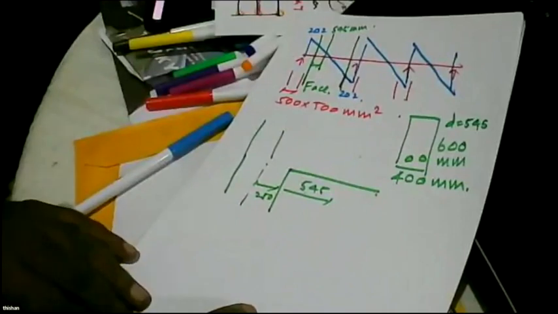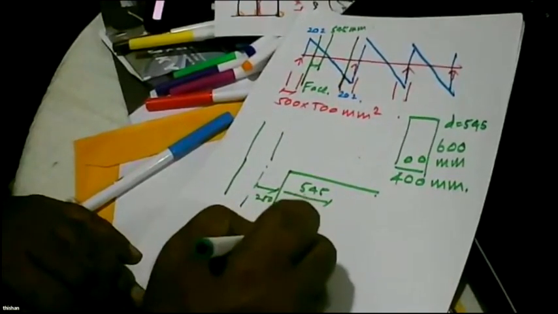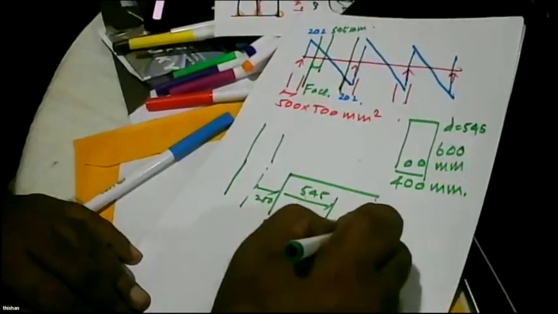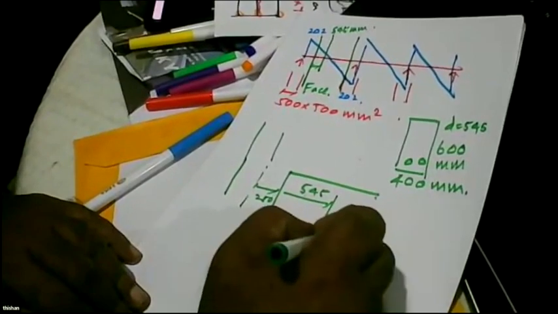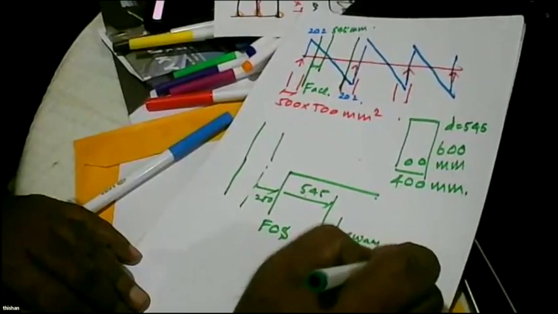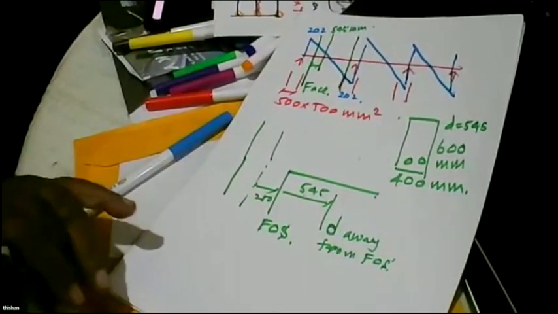The cover is 35 millimeters. So we have this. This is the face of the support. This is d away from the face of the support. Why are these two so important?